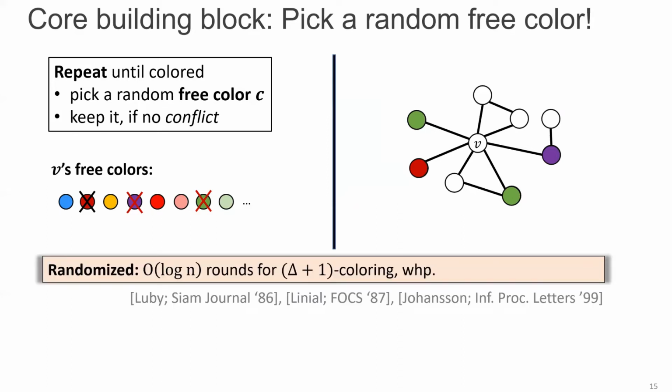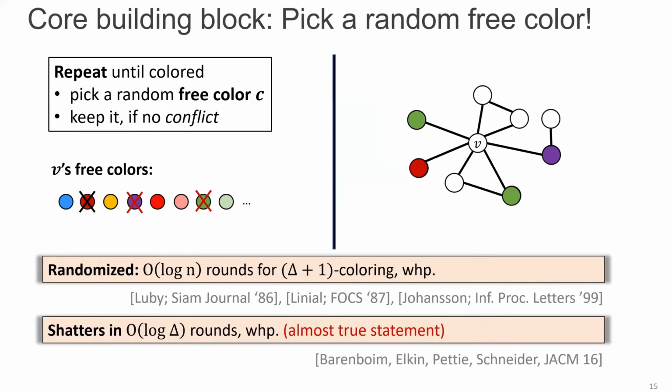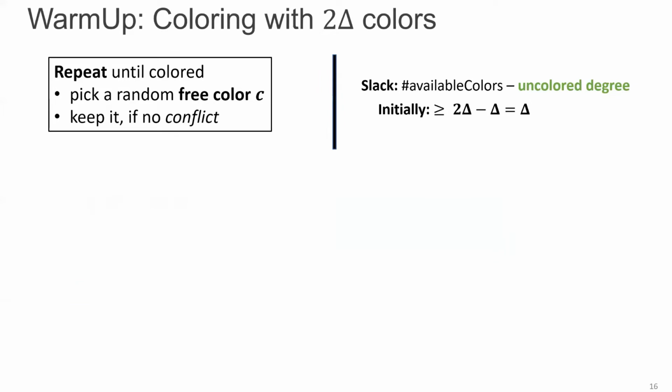And what has been known for a long time is that this algorithm colors the graph, even when you have only delta plus 1 colors, in log n rounds with high probability. And actually this Barenboim, Elkin, Pettie, Schneider shattering algorithm is also just the same algorithm with small modifications, so it is also this very simple algorithm. What we show is that this algorithm is even more powerful than one can imagine, or than was believed before, I guess. And to get some intuition for this, let's first look at a warm-up.